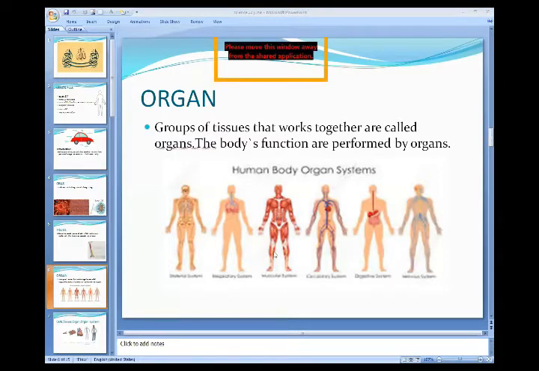Now, the muscular system is made by our muscles. Second one, the breathing system. The main organs of the breathing system are the lungs. And the last one is the skeletal system. Today we will discuss the skeletal system because it is very important in this unit.